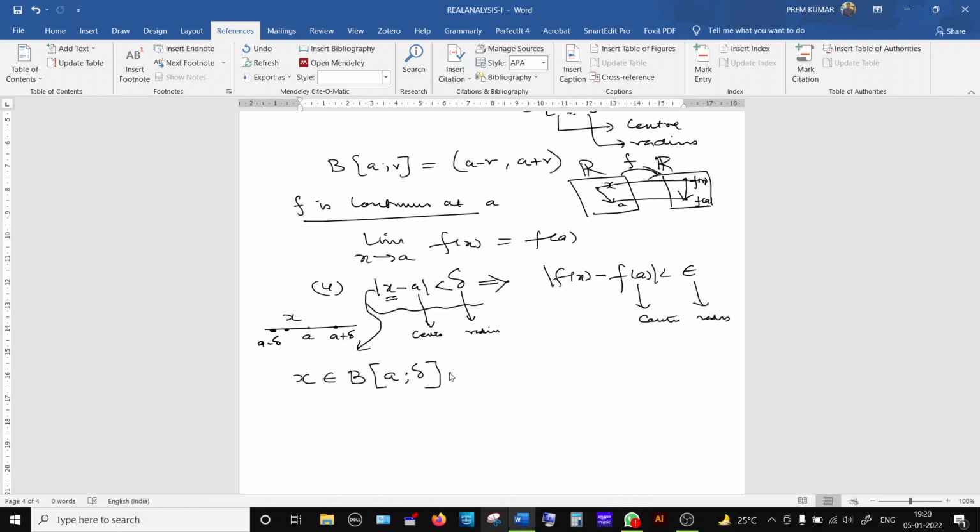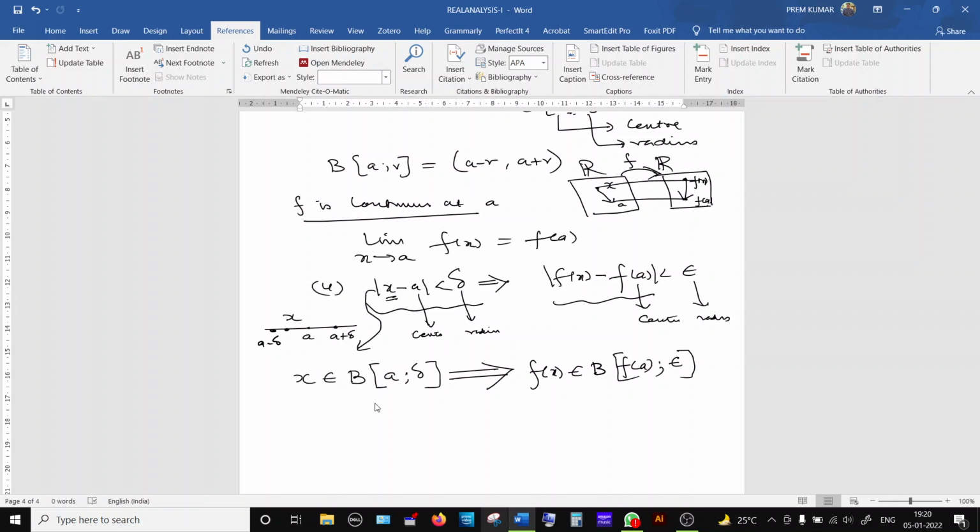If x belongs to this interval, that is, if x is an element of this open ball, the meaning is x is very close to a. Then how can I write this in terms of open ball? The center is f of a and the radius is epsilon, and this is an open ball. So when x is an element of this open ball, my f of x must belong to this open ball.